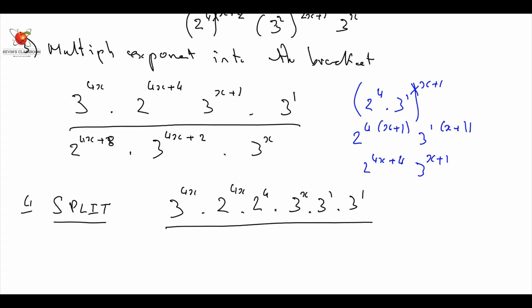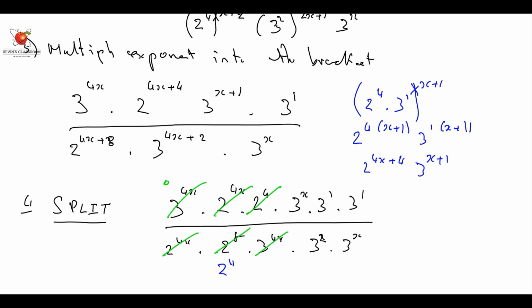And at the bottom, I'm going to have 2 to the 4x, multiplied by 2 to the 8, multiplied by 3 to the 4x, multiplied by 3 squared, multiplied by 3 to the power of x over there. So now I take out my green pen and cancel out. I start top right and move across. 3 to the 4x can cancel with that guy. 2 to the 4x can cancel with that. 2 to the 4 cancels with him, leaving us with a 2 to the 4 over there, correct?